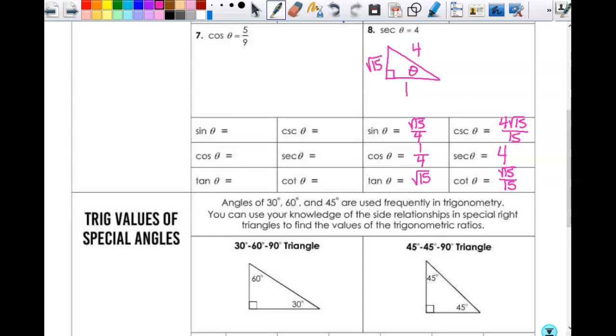All right, we good? Almost good? Okay. Got it? Okay, so this is not right. Opposite over hypotenuse for sine.